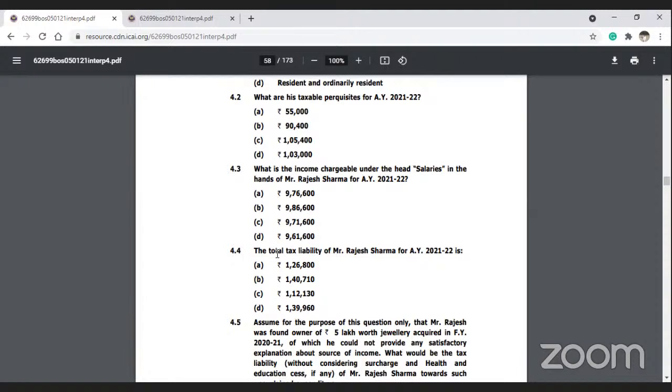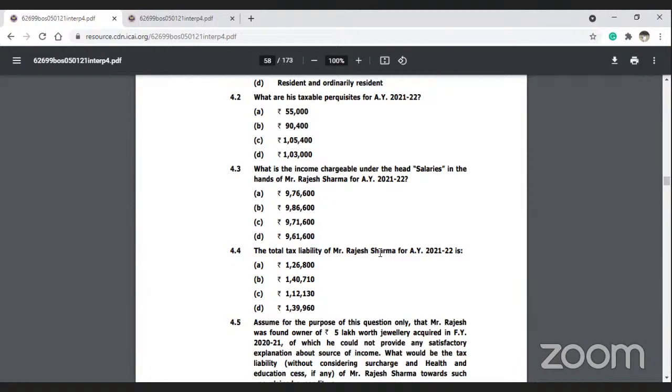So 4.4, the total tax liability of Mr. Rajesh Sharma for AY 2021-22, not opting for 115BAC, so that will be 9,76,000 minus 5 lakh straight away, into 20%, plus 12,500, 1,07,400 plus 4%, 1,12,130. How much? Yes, 1,12,130. And what about the STT?